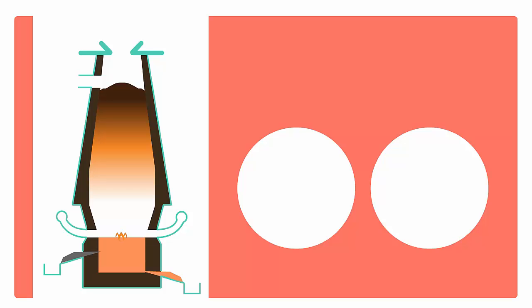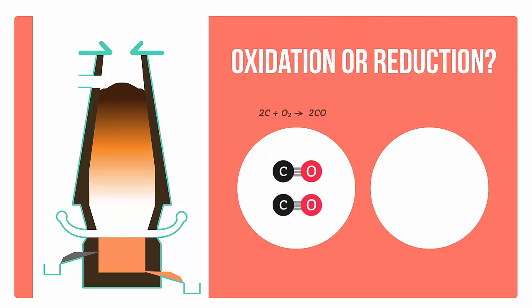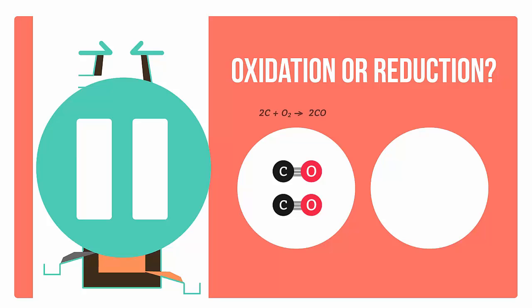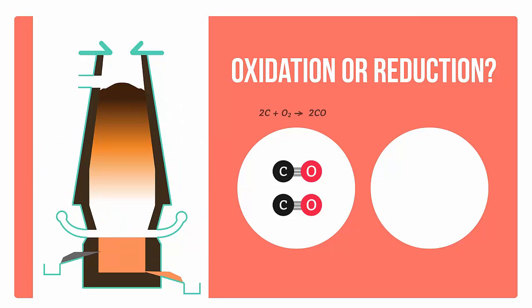Usually, the furnace is not hot enough for the coke to react directly with the iron oxide. Coke reacts with oxygen in the air to form carbon monoxide. Is this an oxidation or a reduction? Pause the video for a moment to work it out. Oxygen is gained by carbon to form carbon monoxide, so this is an oxidation reaction. Did you get that right?